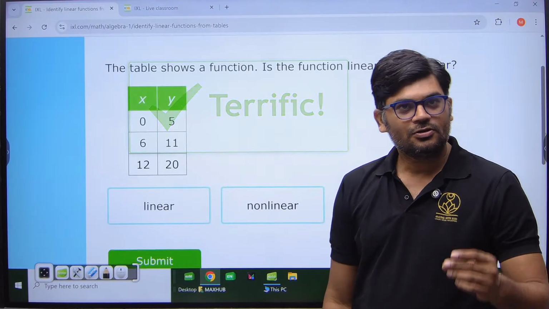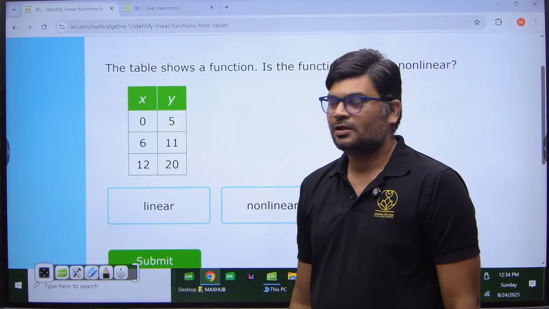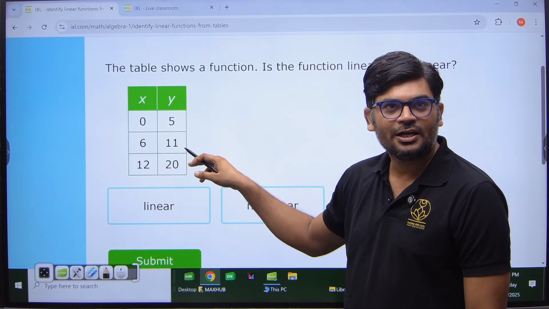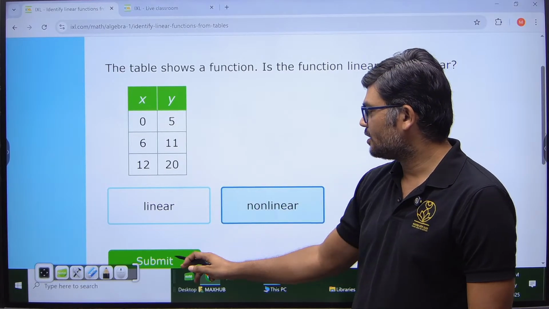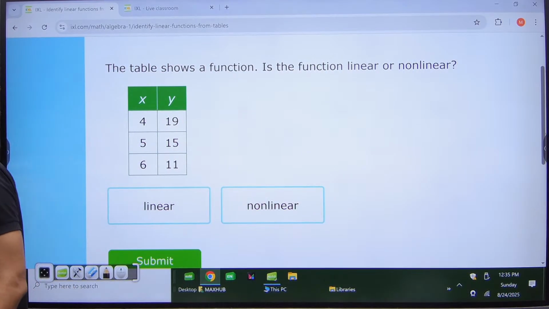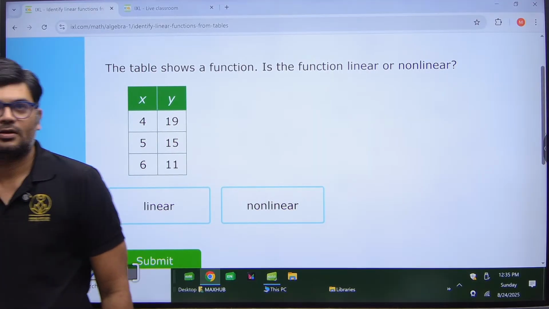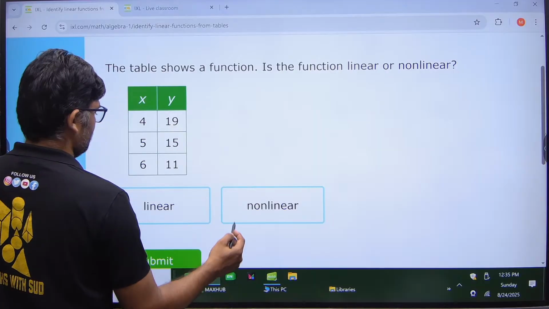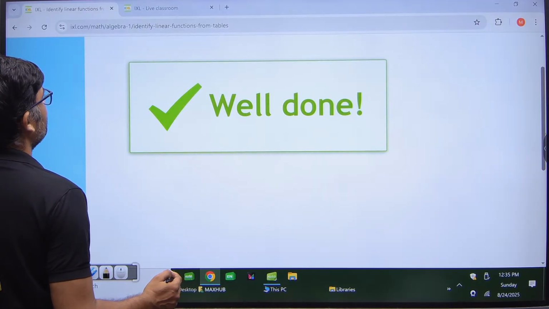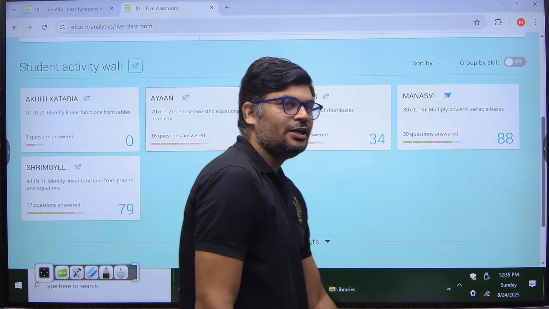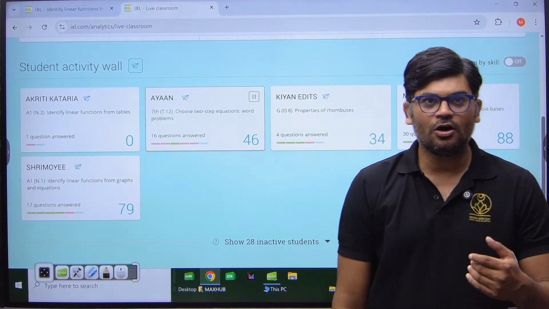Alright. So let me check if you can find it from the table. Is this linear? Tell me. Here the difference is 6. Here the difference is 9. So this is non-linear. Do it. And 2. The difference can be positive, negative or constant. The difference can be positive, negative or 0.